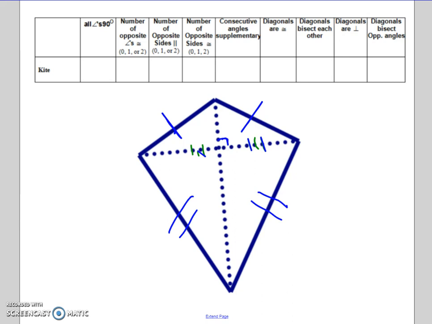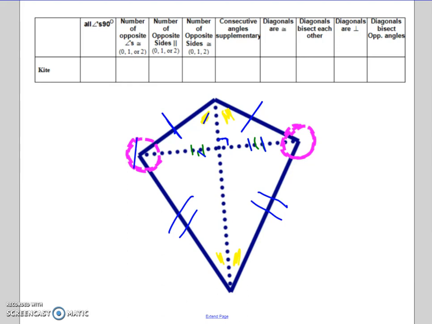So these little pieces, the diagonals, are congruent. So it bisects that. Also, this angle and this angle are congruent. So I have some congruent angles there. And this angle and this angle are congruent. And then this angle and this angle are congruent. So there's a lot of stuff going on here in my kite.